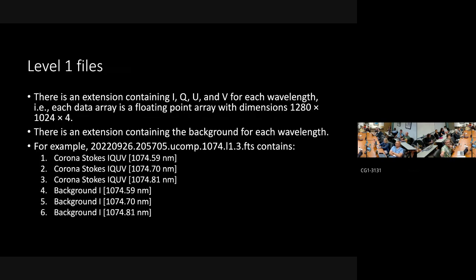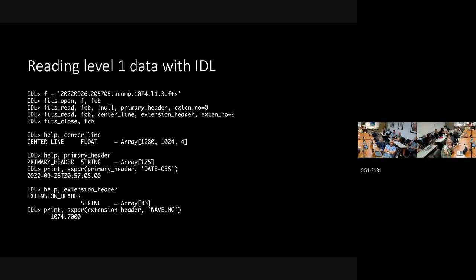If you know from the file name it has 3 points, then you'll know what's happening here. Center wavelength is always going to be extension 2. That's how I knew in the second FITS read to pull out extension number 2 to get to the center line. And that array is an IQUV, so it's an X size of 1280 pixels, a Y size of 1024 pixels, and then 4 is the IQUV. So I is 0, then Q, U, V.